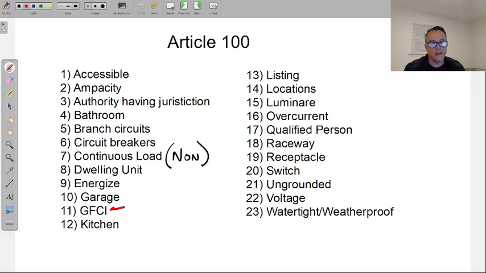All right, let's go over to the next one, which is GFCI. Oh, sorry about that. I was looking for GF. Ground fault circuit interrupter. That's the entire name for it. And it'll be on page 42.